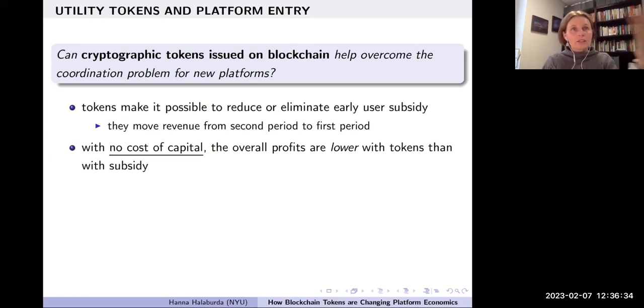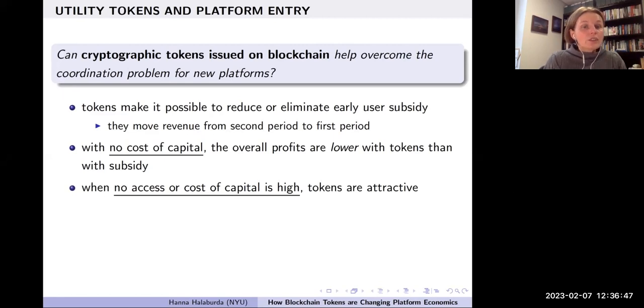So if we just look at the movement of those profits between the periods, then with no cost of capital, the overall profits will be lower with tokens than with subsidy. But it is possible that if there is no access to capital, or the cost of capital is high, then in fact tokens are attractive, because if there's no access to capital, tokens may be the only possibility for a platform to enter the market at all, right? So yes, with subsidy we would have made more money, but there is no subsidy, so this is the only way to enter the market.